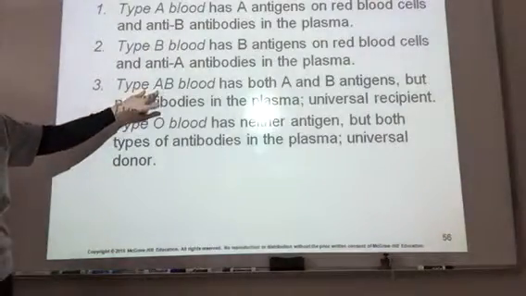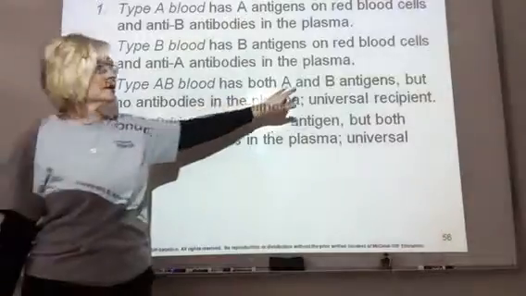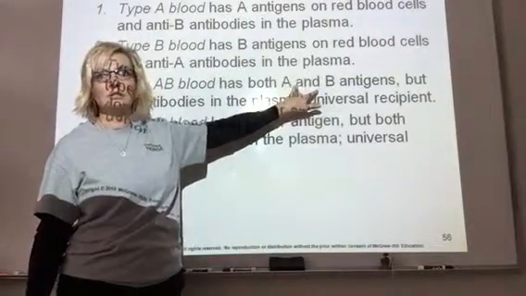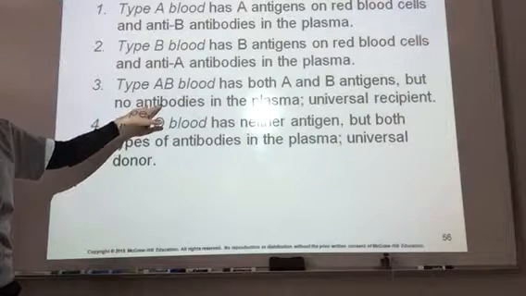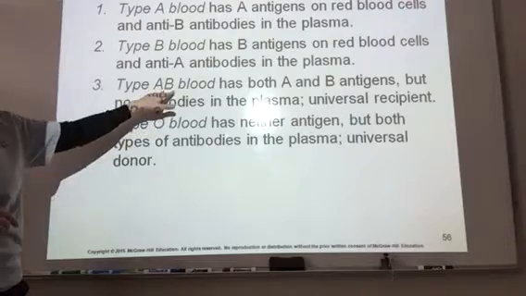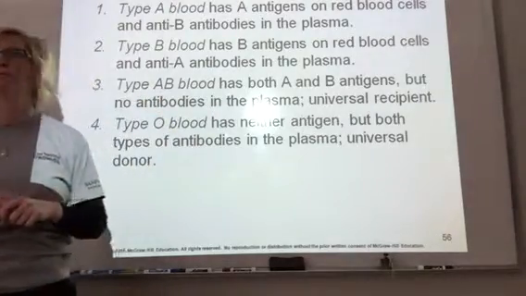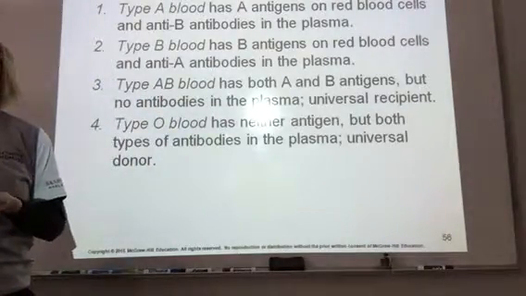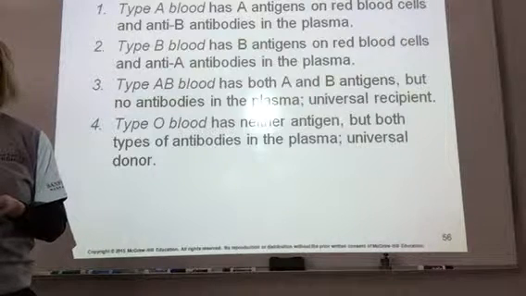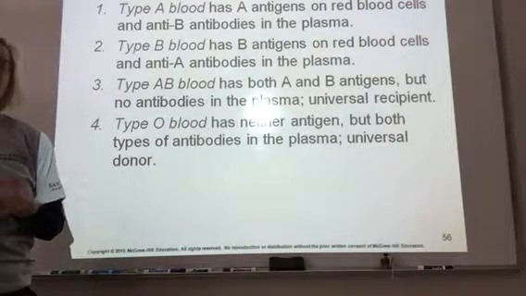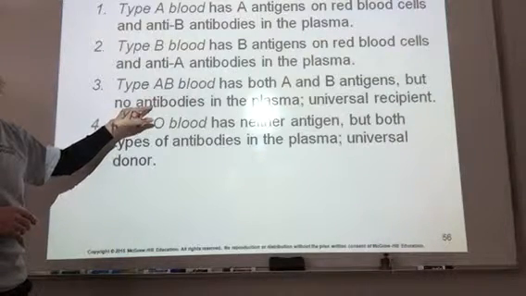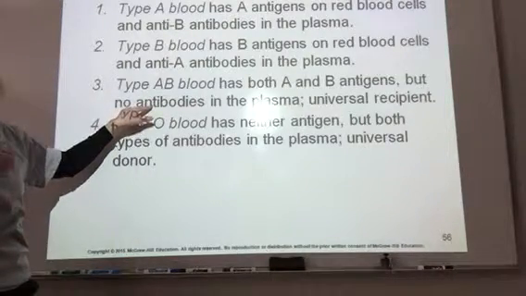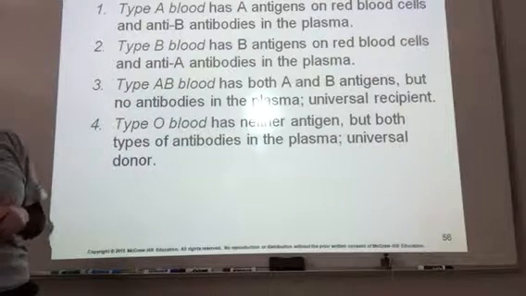If you have type AB blood, you're going to have both antigens, both proteins, and then you don't have any antibodies against the A and B. So that is why AB blood is the universal recipient. AB can receive blood from any blood type, AB or O, or AB, anyone, because of the no antibodies. It's not going to coagulate, it's not going to clot with anything.